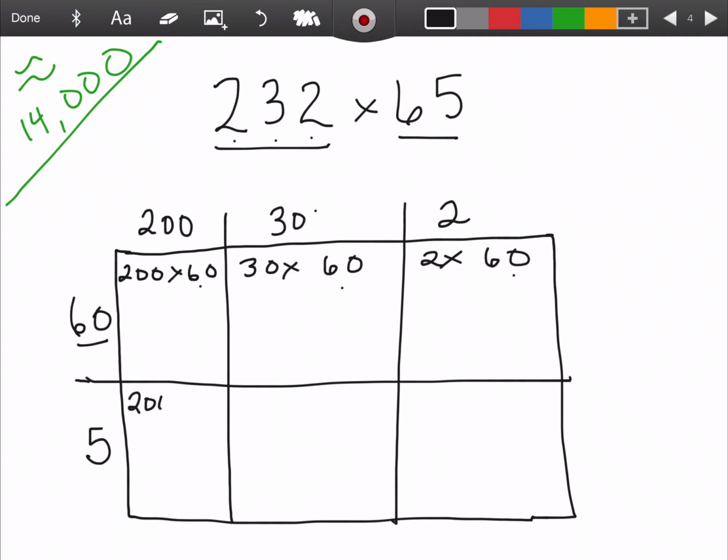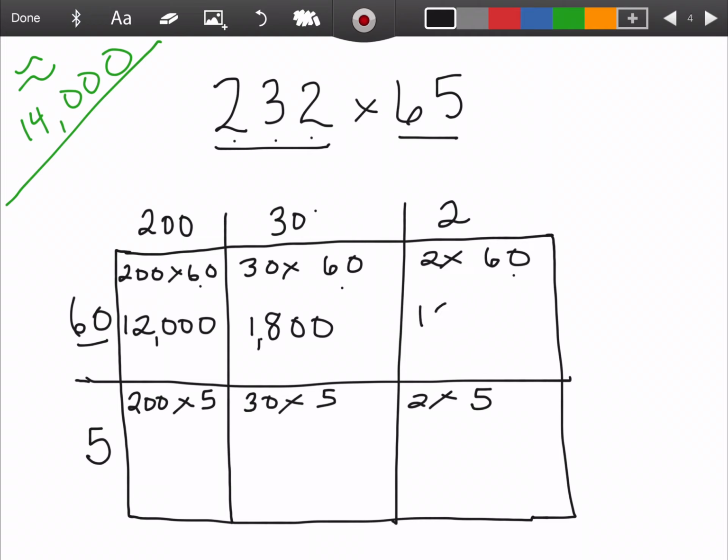I start with the number on top, 200. 30's on top in this square, and 2's on top in this square. And then I look to the side, and I have 5, 5, and 5. And now I can solve. So 2 times 6 is 12. I'm going to add those 3 zeros. 3 times 6 is 18, and I'll add the 2 zeros.